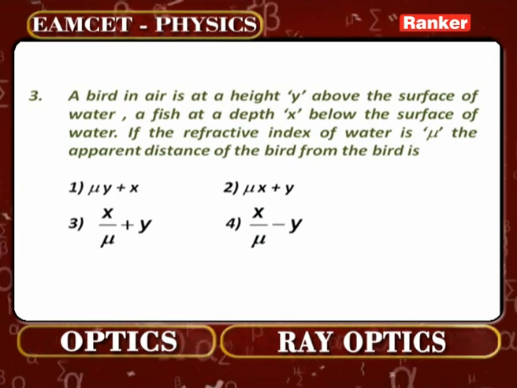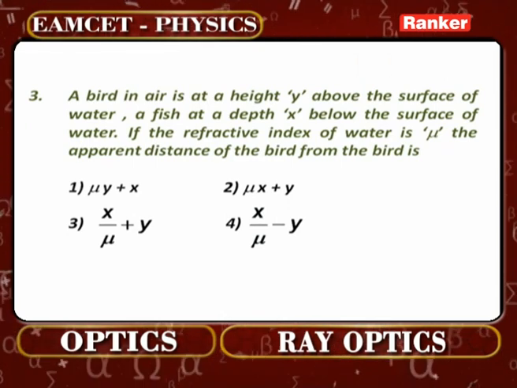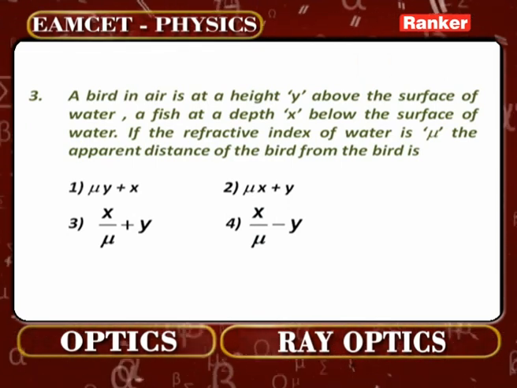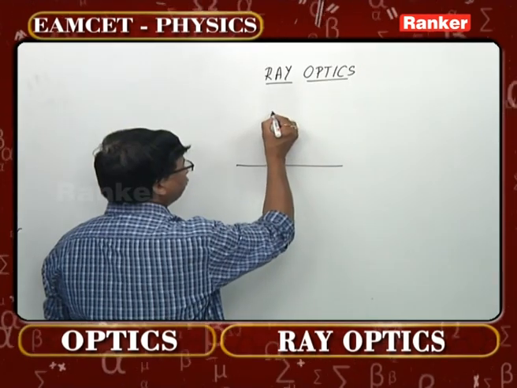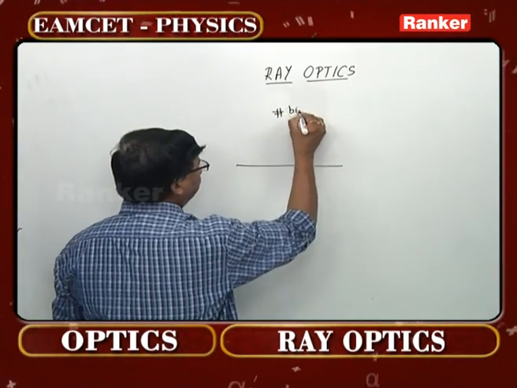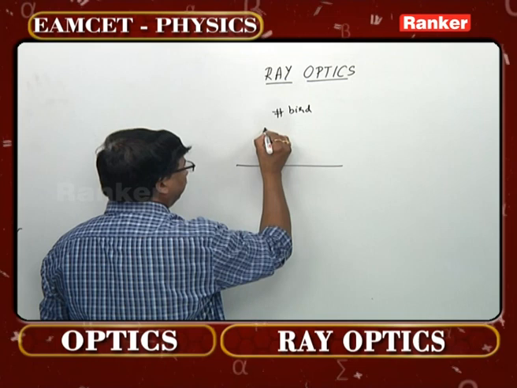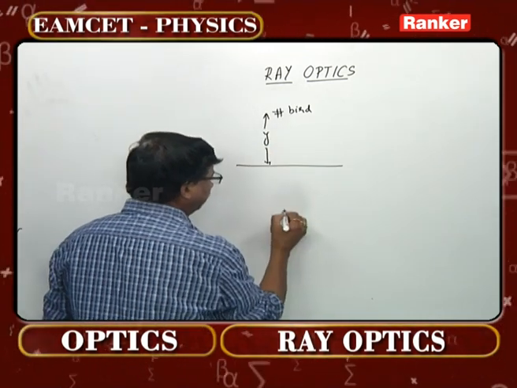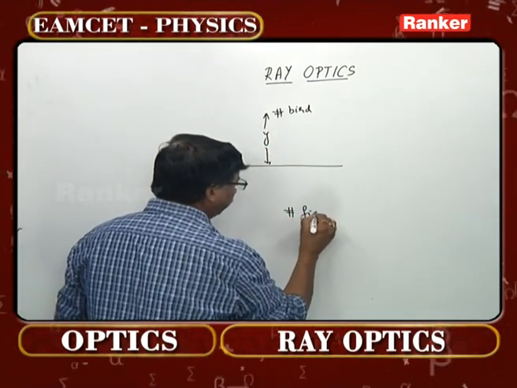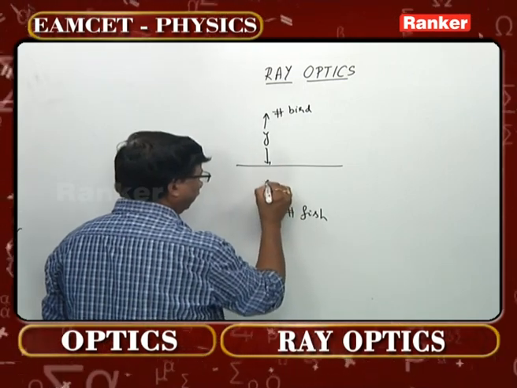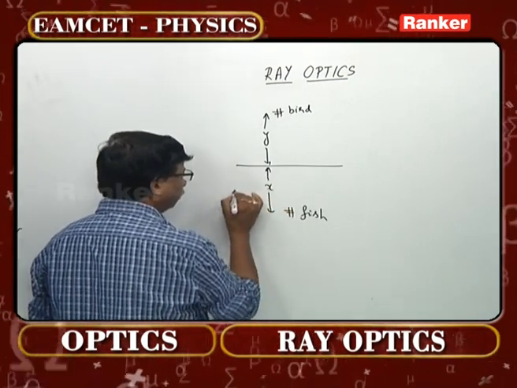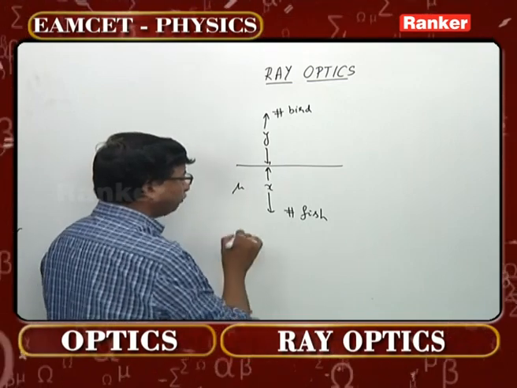Now the concept here you have to understand is, earlier we calculated from the bird. Now we want from the fish. Now this is the bird. At what distance once again it is located? y. This is the fish now. At what depth it is located? It is given as x. And of course refractive index is given as mu.